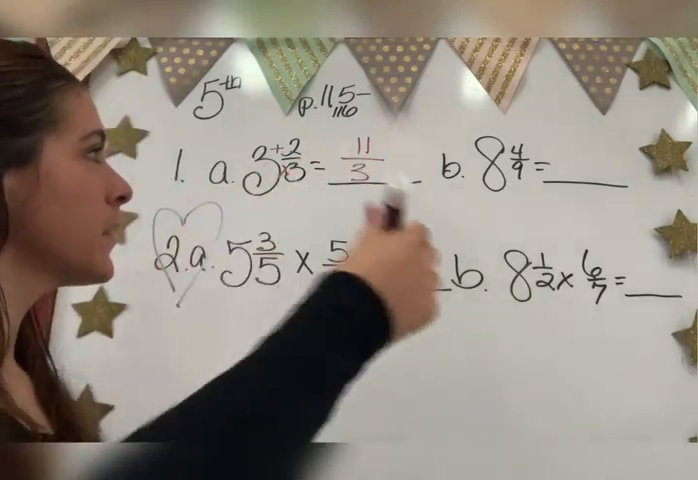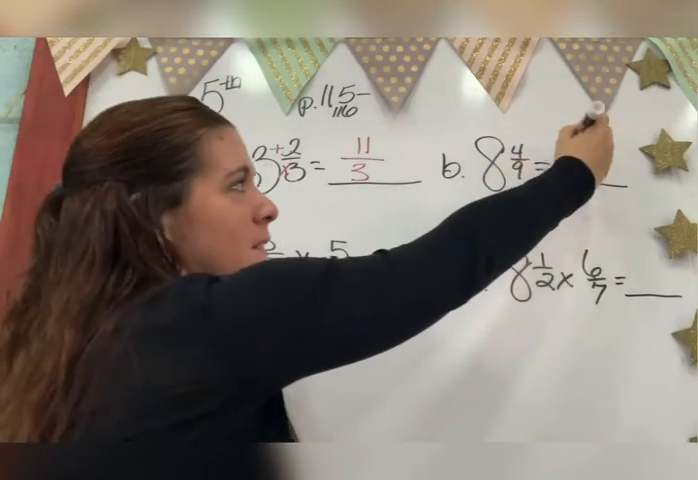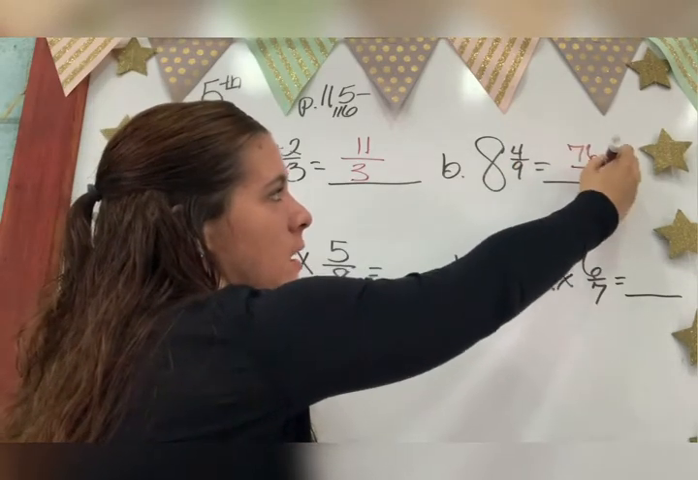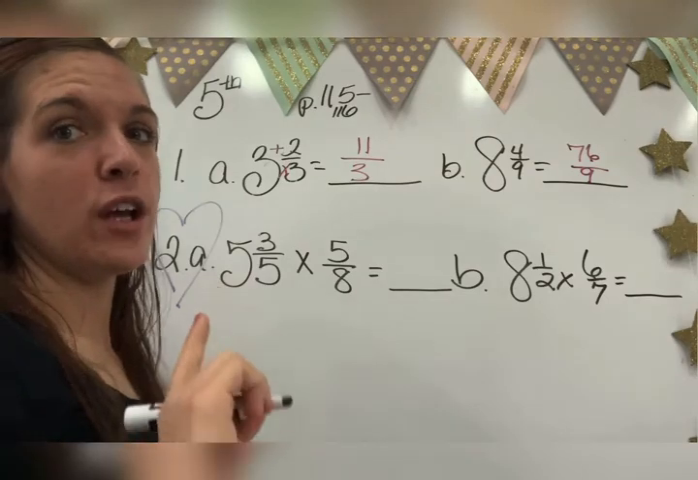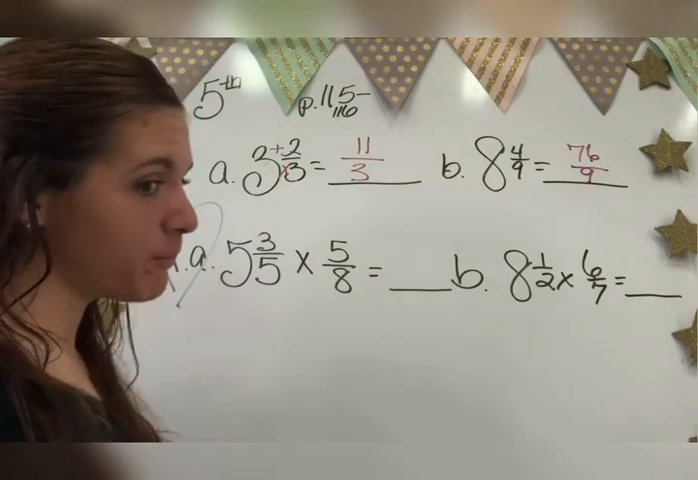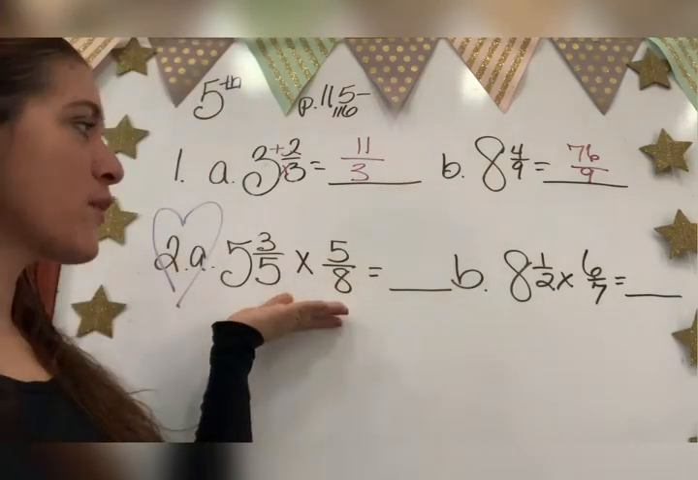Ready? Okay, here we go. 9 times 8 is 72. 72 plus 4 is 76 over 9. Because 9 is your denominator and it never changes. Okay? If you're ready with that, then you're totally ready for this.